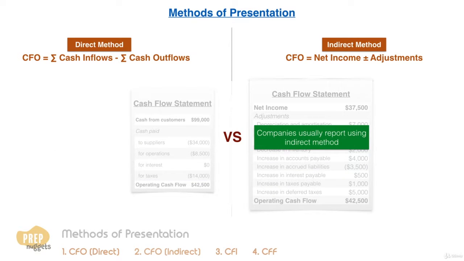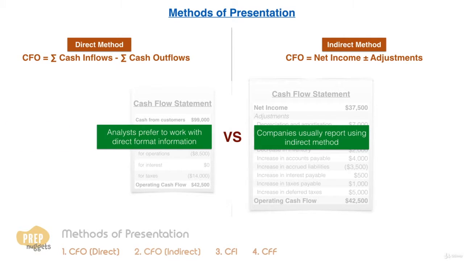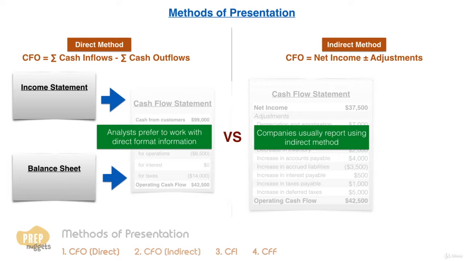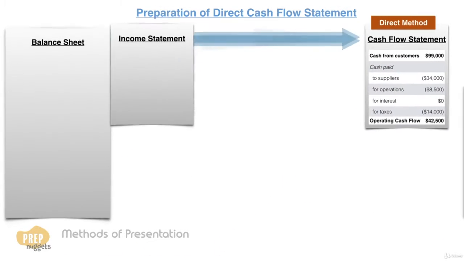Companies often only disclose indirect operating cash flow information. Analysts, on the other hand, prefer direct format information. As such, analysts often approximate the direct cash flow statement from the available financial statements. We shall go through the steps to prepare the cash flow statement from the income statement and balance sheet.